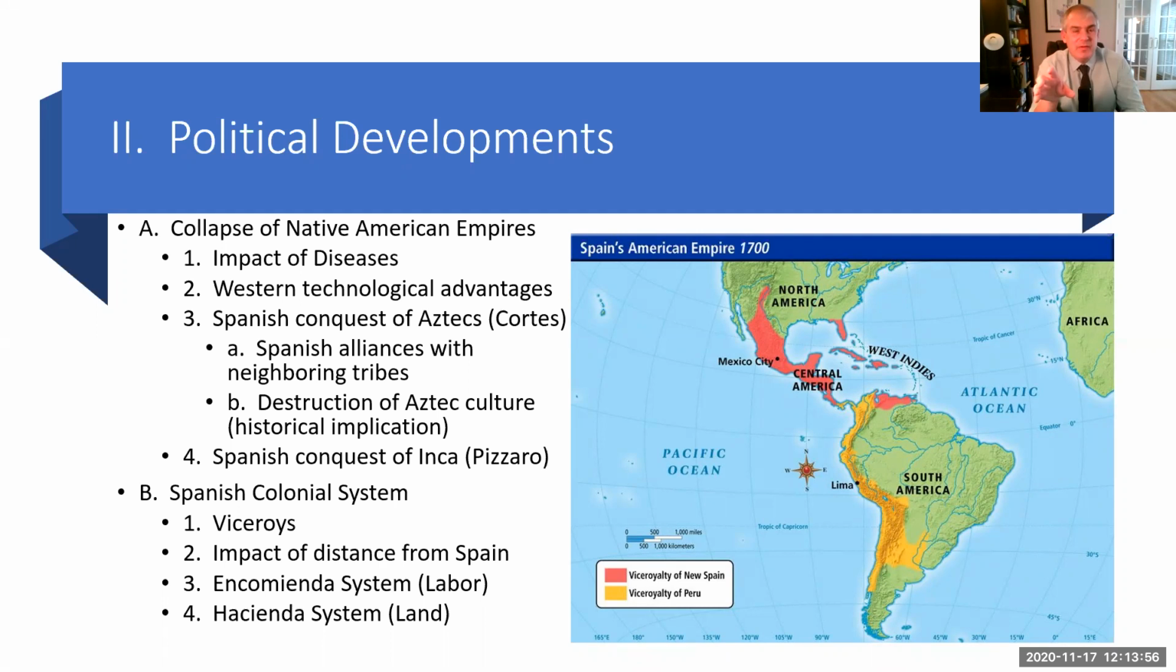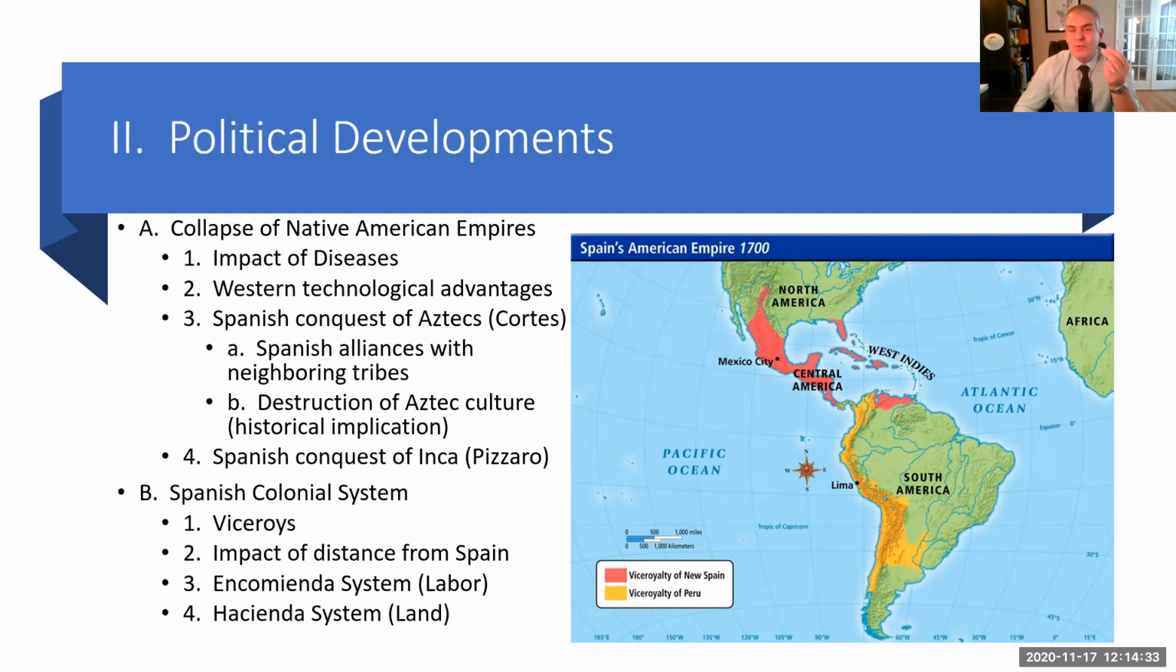And there were plenty of Native American tribes who were more than happy to support the Spaniards in their attack on the Aztecs. And the second one is that as the Spanish conquered the Aztecs, they didn't just take over the empire, they destroyed a great deal of the culture of the Aztecs. Written records are going to be destroyed, temples are going to be destroyed, idols are going to be destroyed. Basically, the Aztec culture is going to go up in flames for the most part.